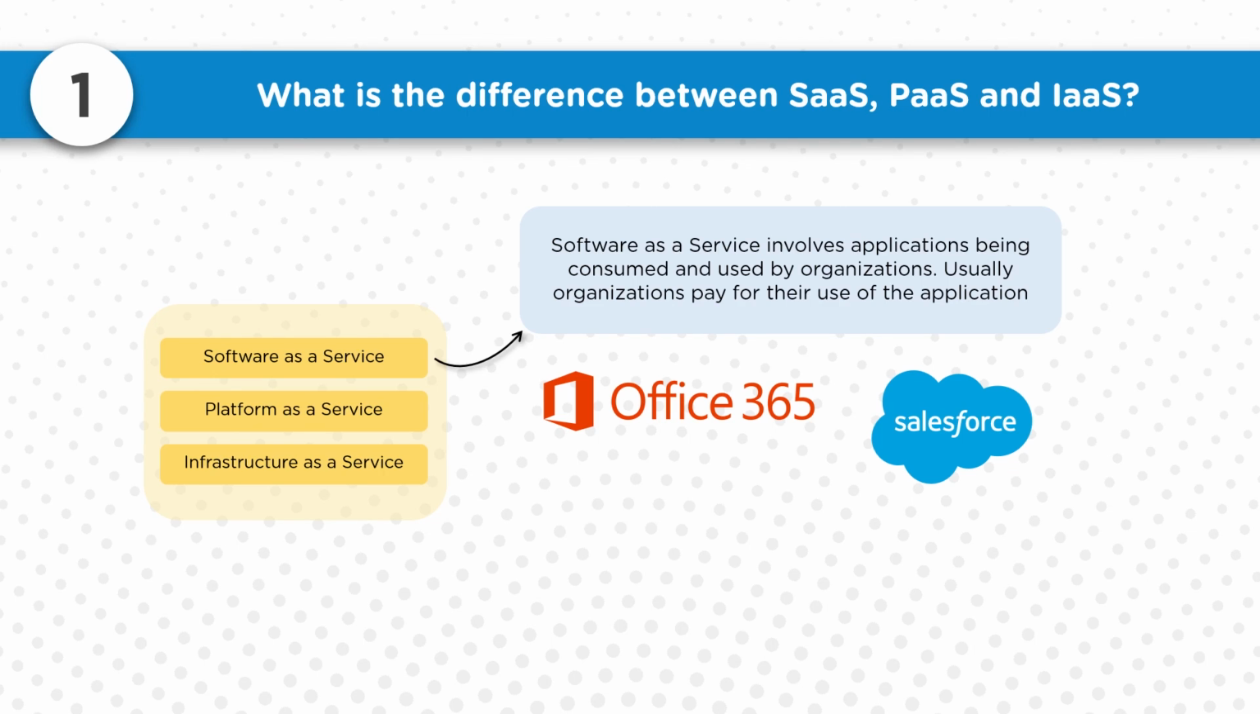So it's generally using an application, and usually organizations pay for their use of this particular application. Now, some examples of SaaS would include Office 365. Salesforce is another very good example of SaaS, and a lot of Google apps and storage solutions like Box and Dropbox are a very good example of software as a service.